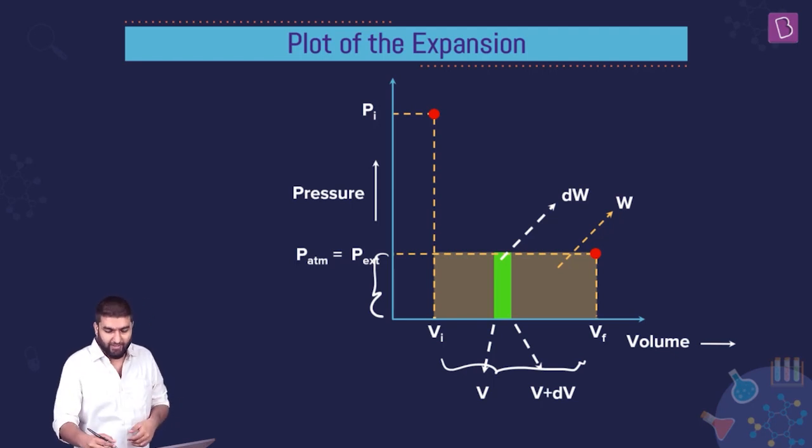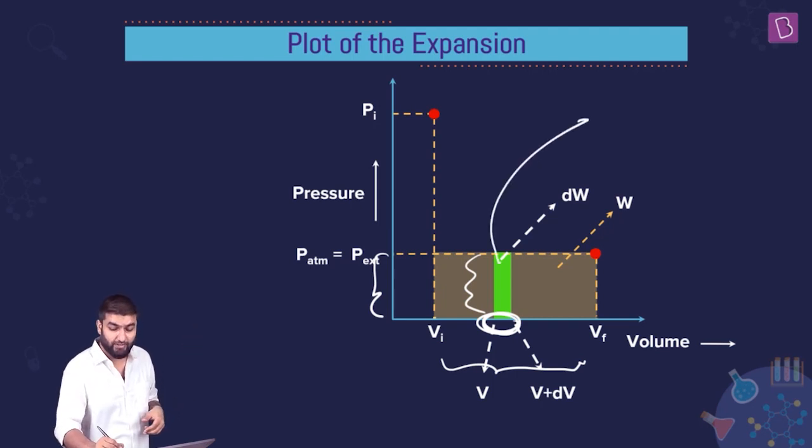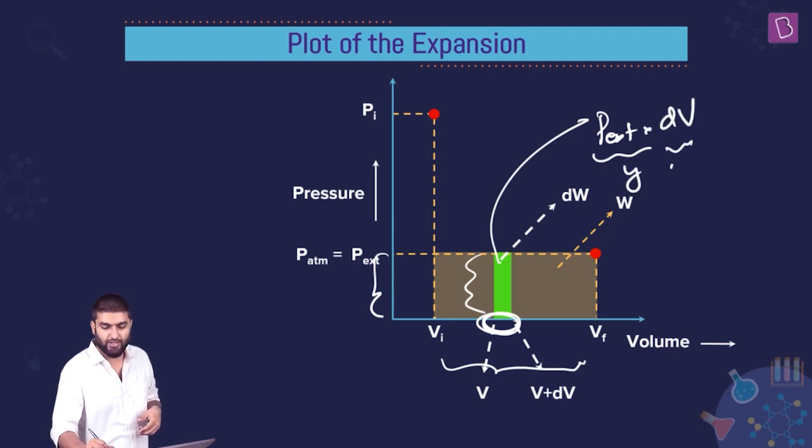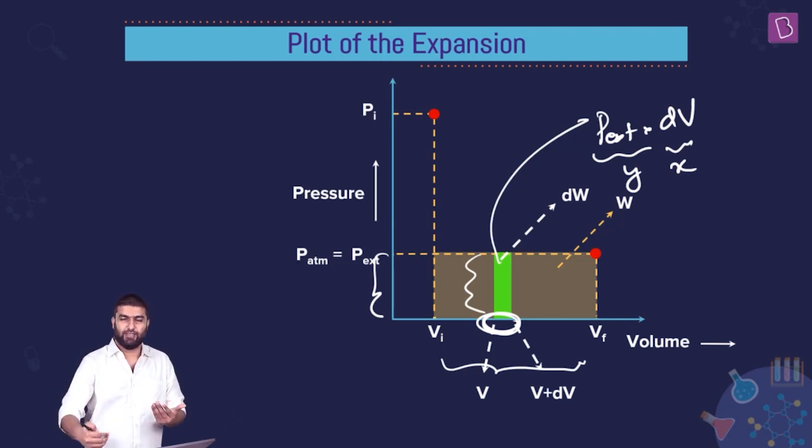Makes sense? Because this becomes dV and this remains constant. So this is your P external. So P external times dV is the area of this neon green rectangle. What is the area over here? P external, which is essentially Y, multiplied by dV, which is essentially X. Length into breadth, height into width, whatever you want to call it, X into Y.